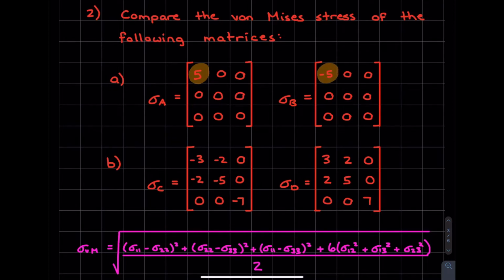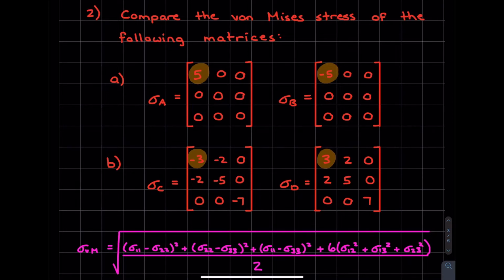So if we look here, they're actually the same stress matrix. The only difference is the negative sign. We come down here to part B, we have sigma C and sigma D. And if we look closely again, they're the exact same matrices, but again, we have that negative component. For instance, the first component of sigma C is negative 3, while the first component of sigma D is positive 3.